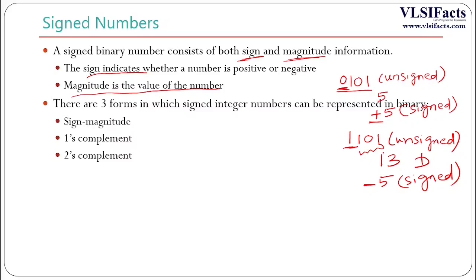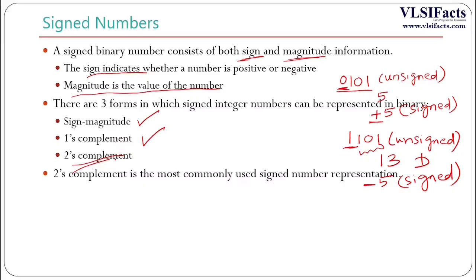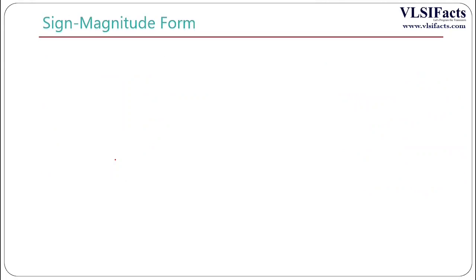Now there are three forms in which signed numbers can be represented in binary. The first form is sign magnitude form, the second one is 1's complement, and the last one is 2's complement form. And this 2's complement form is the most commonly used signed number representation in digital electronics or in computers. Now let us start with the sign magnitude form.